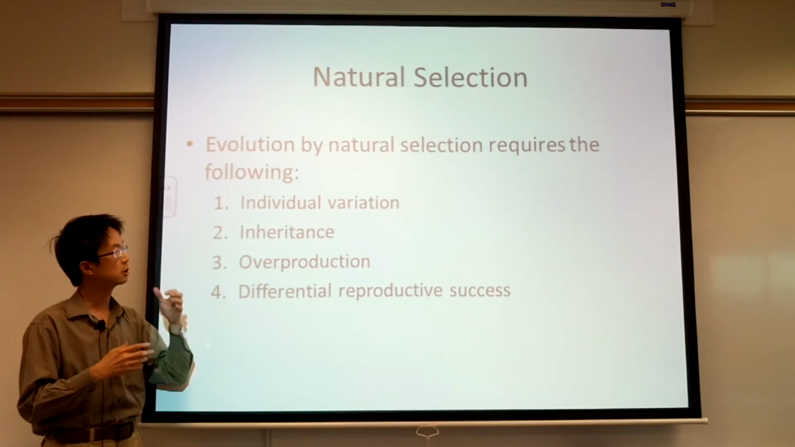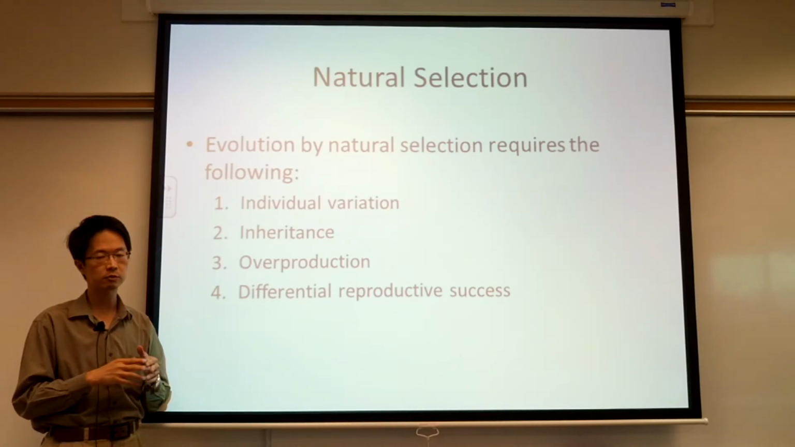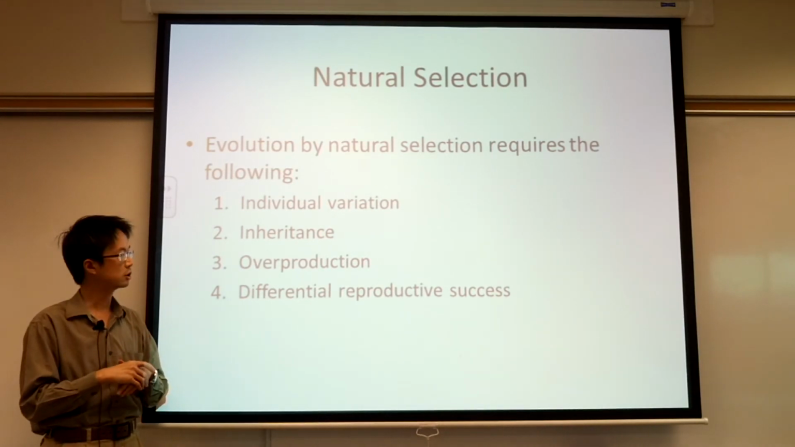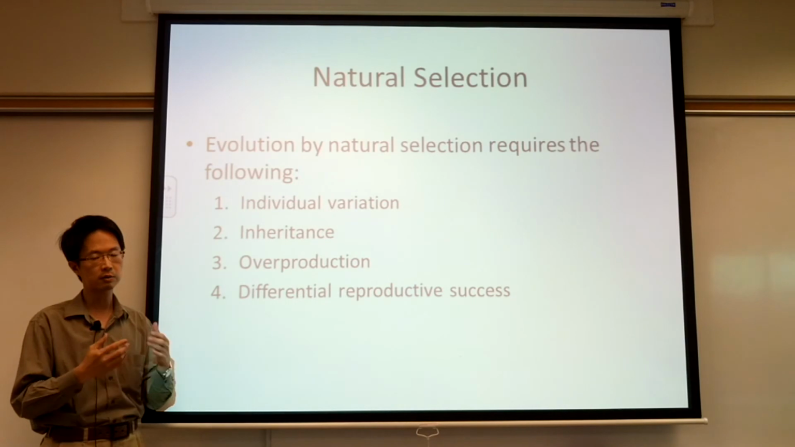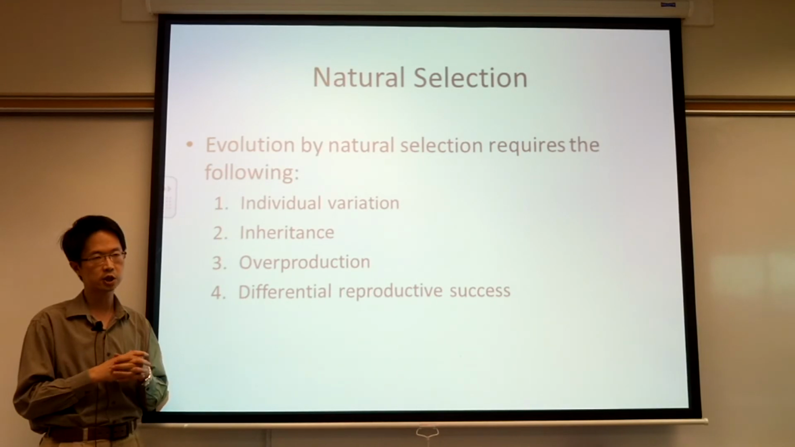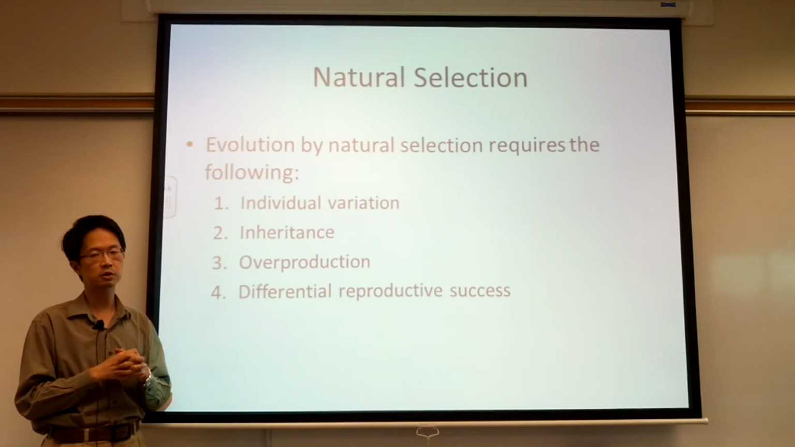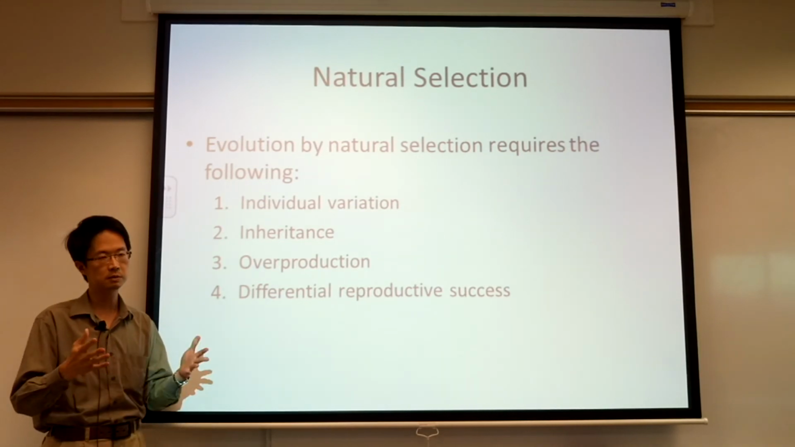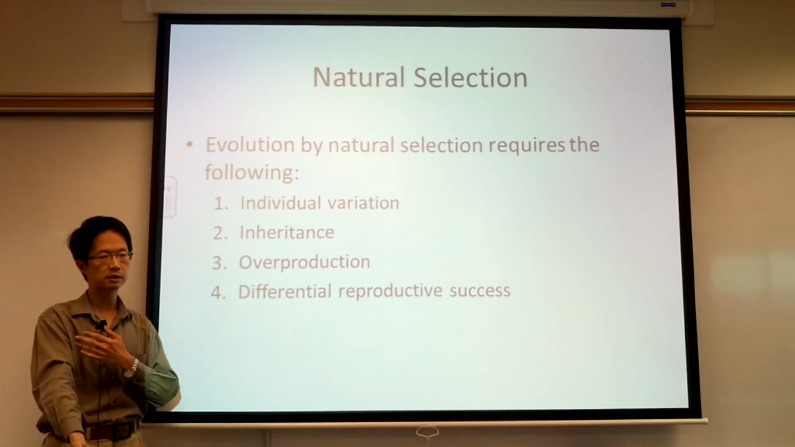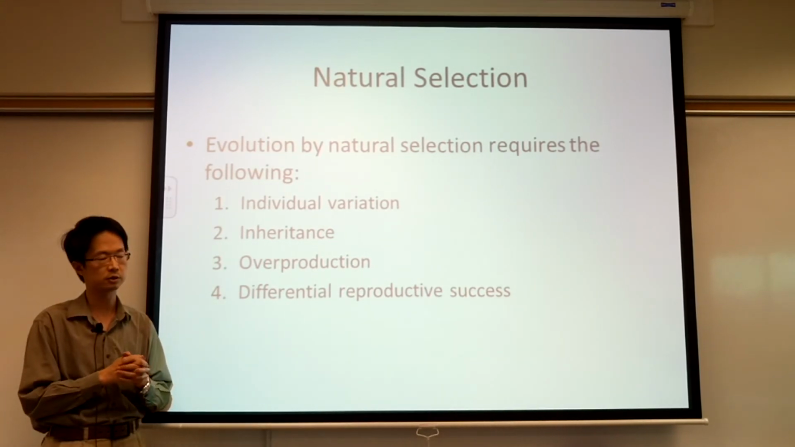Inheritance means that the individual variation, the trait, has to be able to pass down to the next generation, so the trait has to be inheritable. Otherwise, if the trait is not inheritable, it cannot pass down to the next generation. For example, if someone gets a limb amputated, that is a trait, but losing a limb is not something that can be passed down to the next generation.